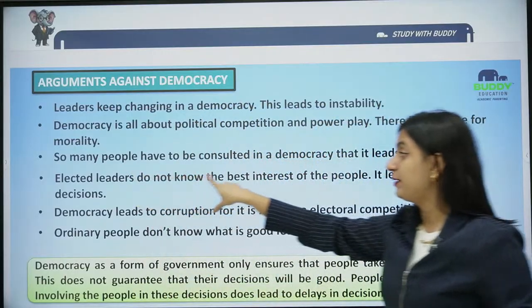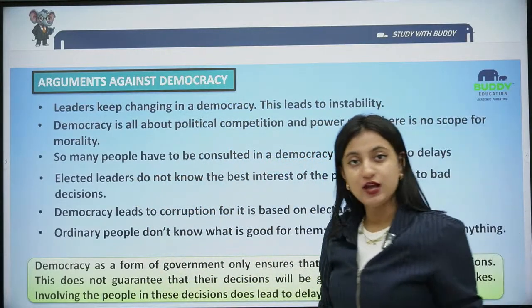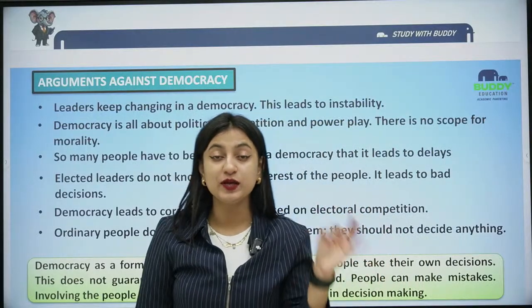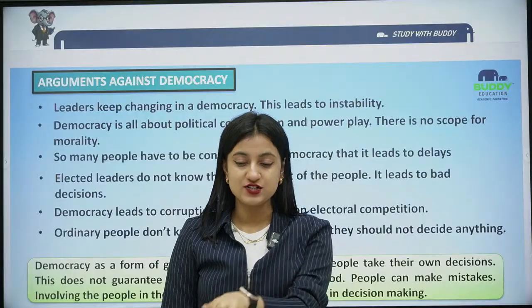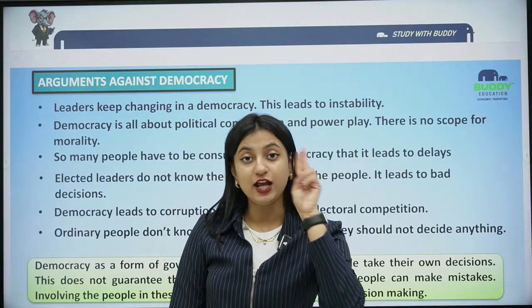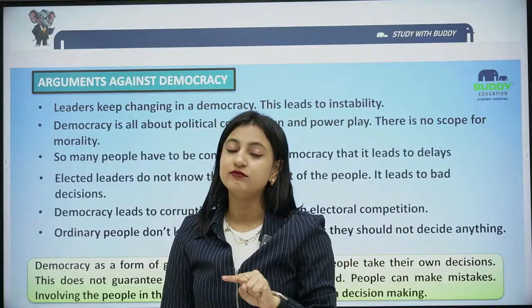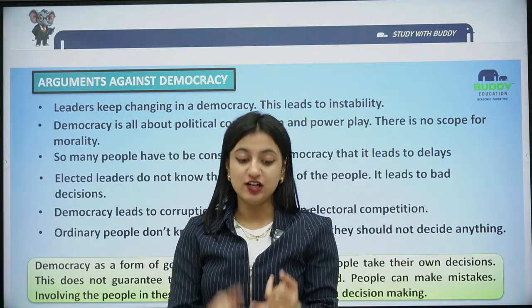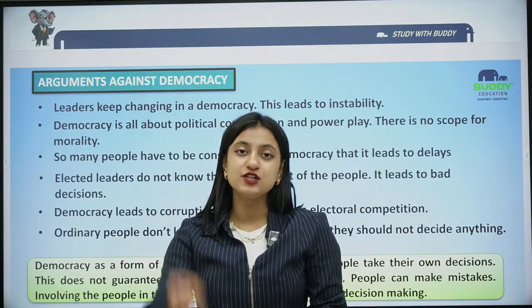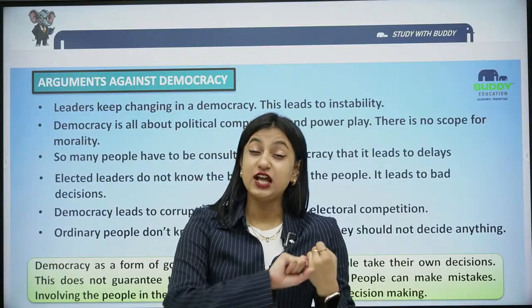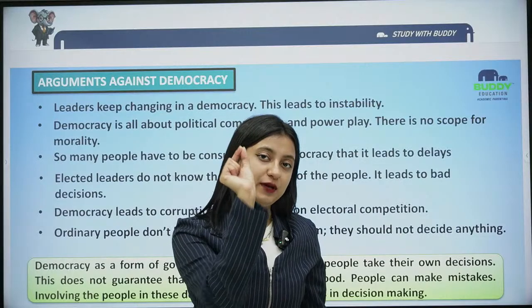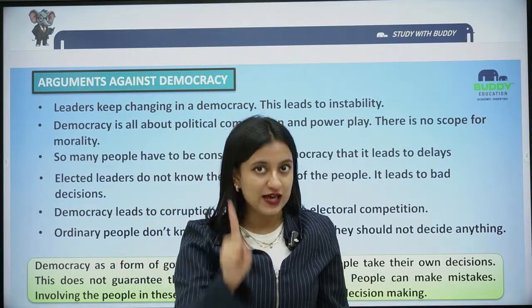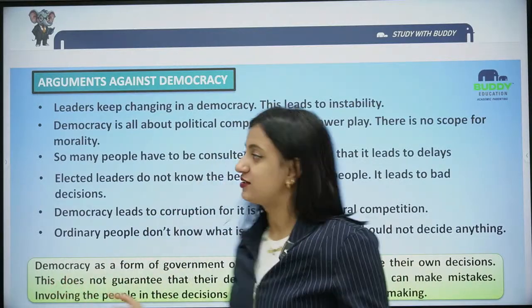Yes. So many people have to be consulted. Absolutely. Example, when a bill has to become a law in our country, India, there are two houses, Lok Sabha and Rajya Sabha. Now, a bill can take years to become a law, which means until we have a clear majority, until the absolute best decision is taken, it takes a lot of time and a lot of people to actually sit upon that one particular bill and turn it into a law. So yes, a lot of people have to be consulted.